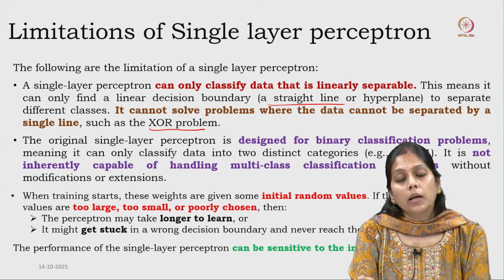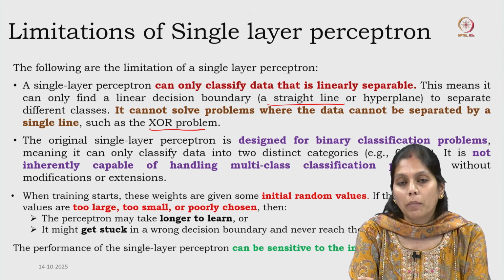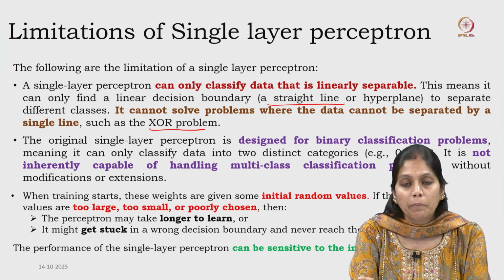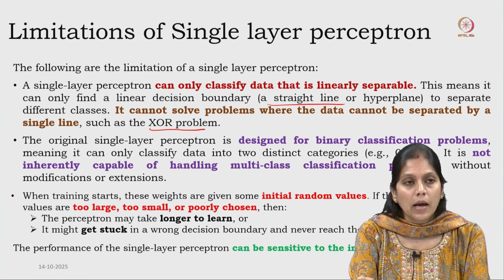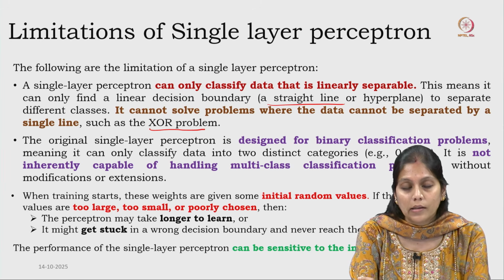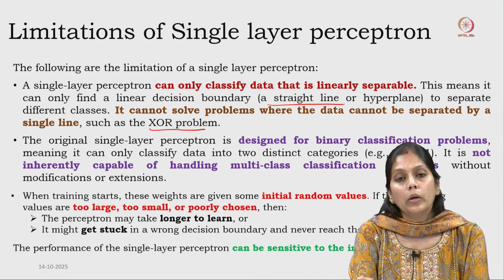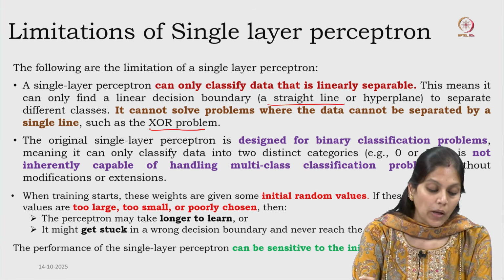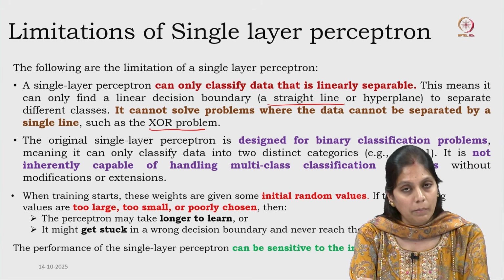But in the real world, what if you have a multi-class classification problem, or what if you want to solve a regression problem? Then you cannot directly use a single layer perceptron, the original model as it was designed. We can use it with certain modifications or certain extensions. So, this is the second limitation of the single layer perceptron.